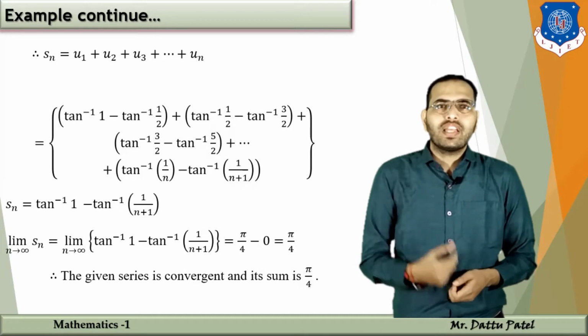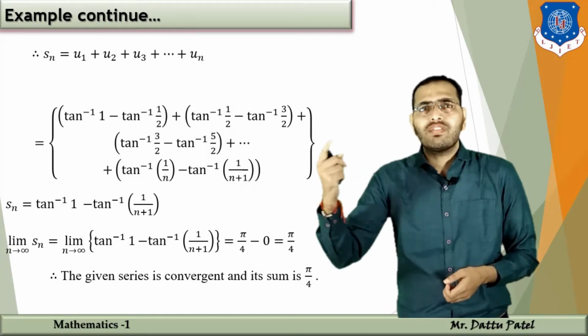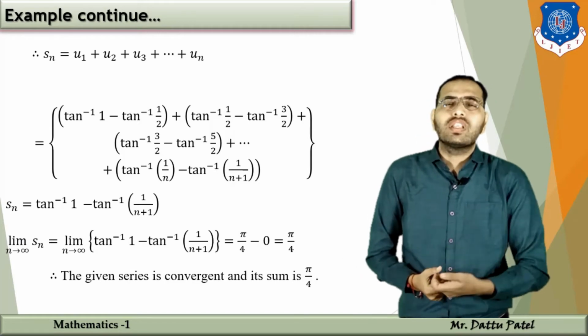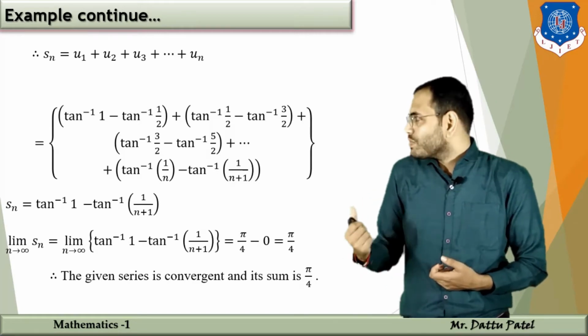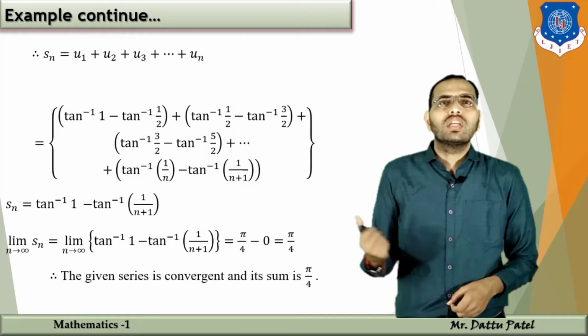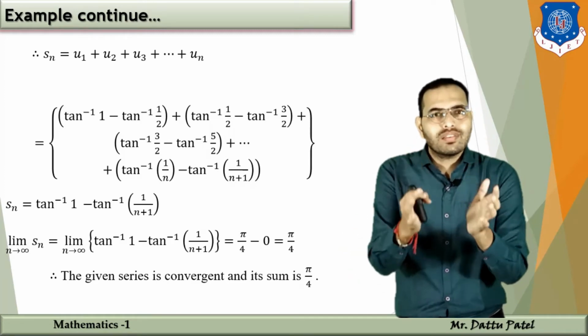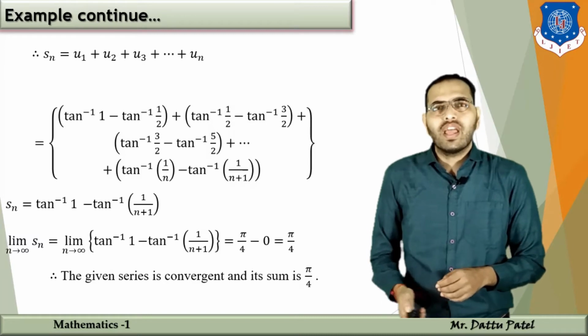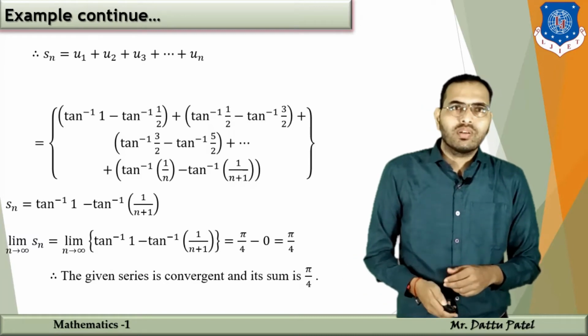Here, as n tends to infinity, 1 upon infinity becomes 0, then tan inverse 0 is 0. And you are all aware of the value of tan inverse 1, that is pi by 4. Then it becomes pi by 4 minus 0, which is equal to pi by 4. Our answer is finite, so the given series is convergent and its sum is pi by 4.